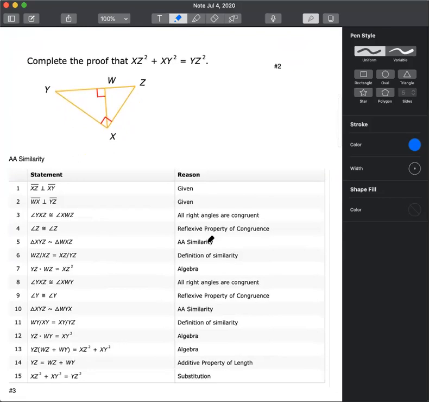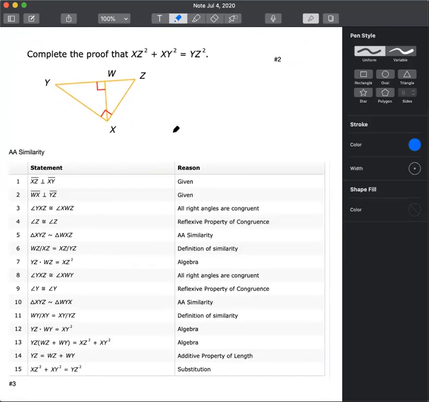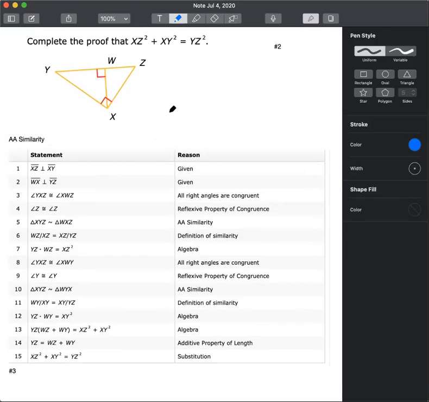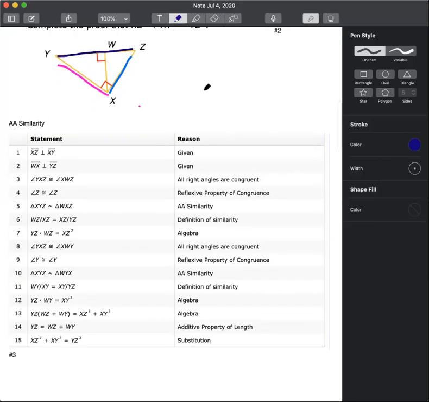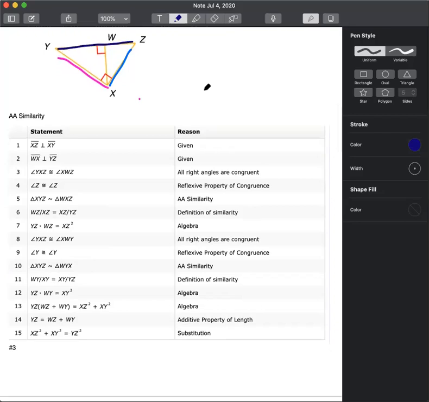So this first one right here, they're completing the proof. This is basically a squared plus b squared equals c squared. So if we're looking at xz, this side right there, and then you have xy right here in a different color, and that's all going to be equal to yz right here. So this would be the longer side right there. All right, so let's just take a look at one of them that's already solved.